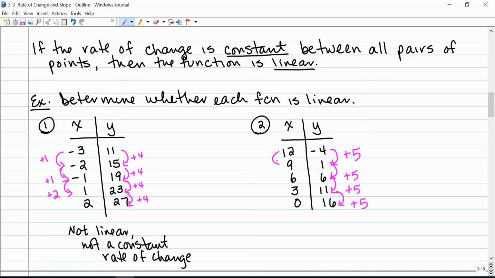How about my change in x's? When I go from 12 to 9, I'm subtracting 3. Same thing when I go from 9 to 6, from 6 to 3, and from 3 to 0. So I have a constant change in my y's, which is a positive 5, and a constant change in my x's, which is a -3. So my rate of change would be -5/3, and so yes, this is linear. And it's linear because it has a constant rate of change, -5/3.